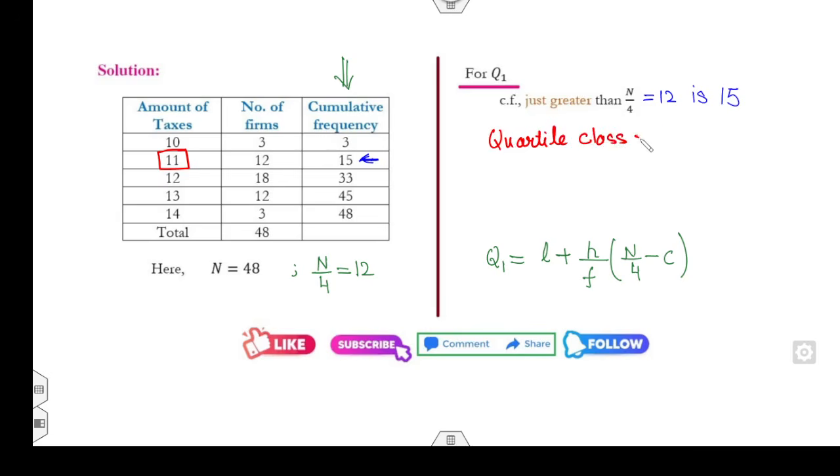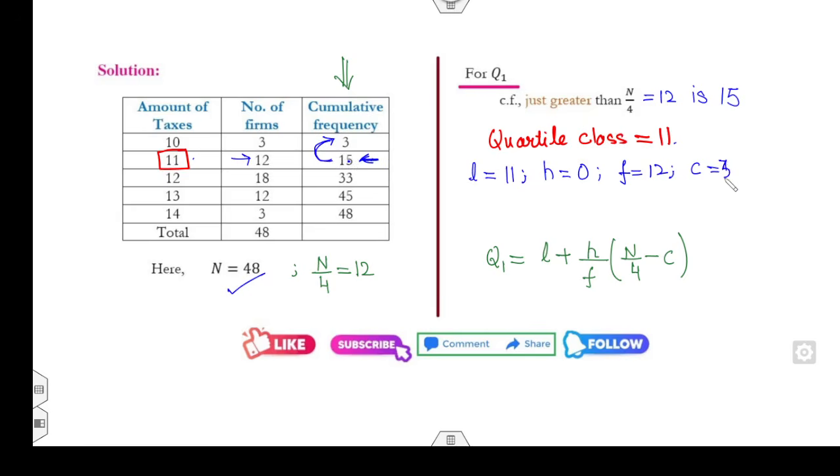Fine. The quartile class is 11. Now you can write the value of L. L is the lower limit of the quartile class. H, the width, because there is no width, that's 0. F is the frequency corresponding to the quartile class. N is my 48. Capital C is the value of the cumulative frequency just preceding the quartile class.